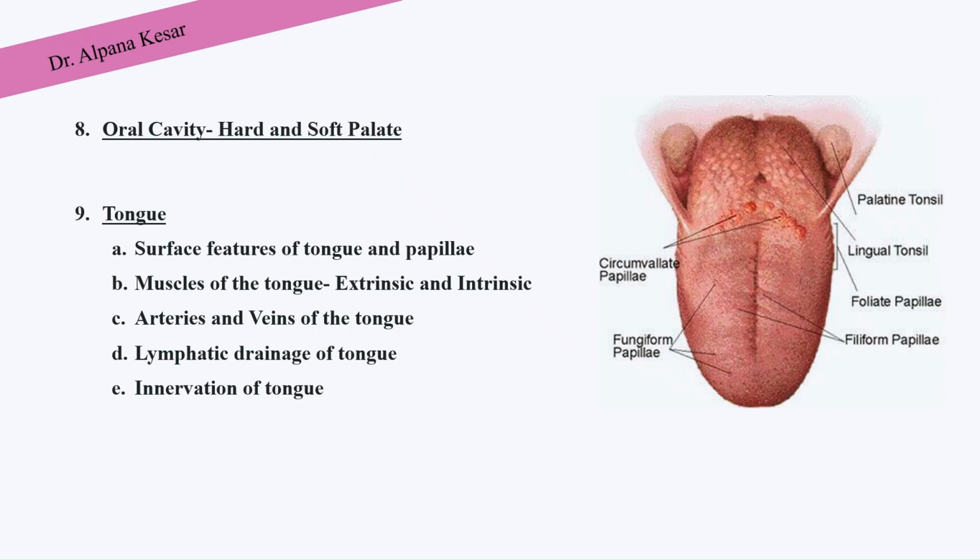The next chapters are oral cavity, which will include hard and soft palate, and tongue. In tongue, the topics that are covered are surface features of tongue and papillae of the tongue, muscles of the tongue, that is both extrinsic and intrinsic muscles, arteries and veins of the tongue, lymphatic drainage of the tongue, and innervation or nerve supply of the tongue.